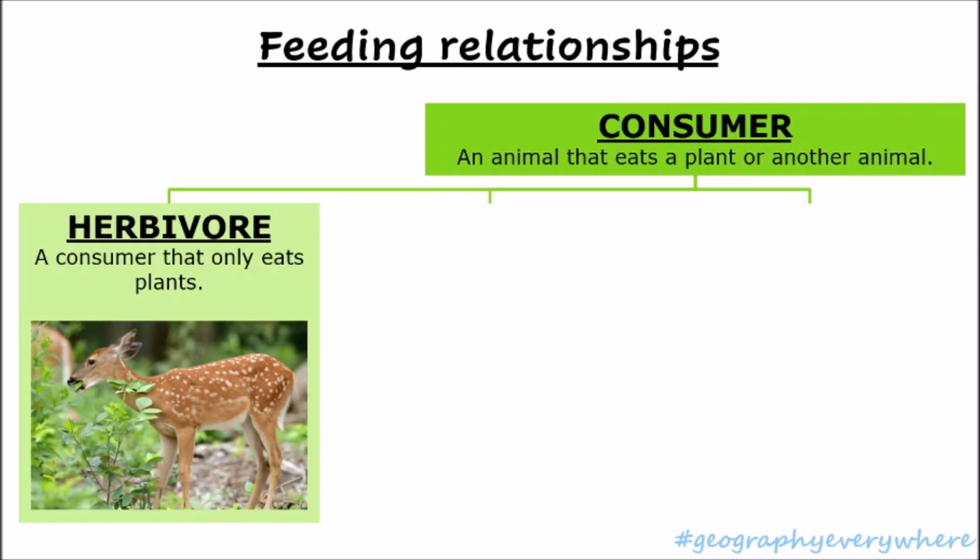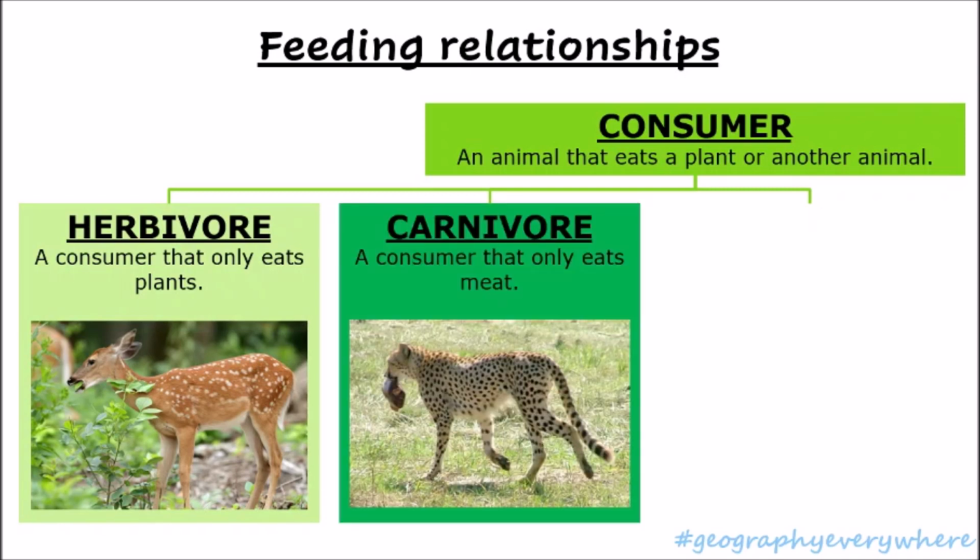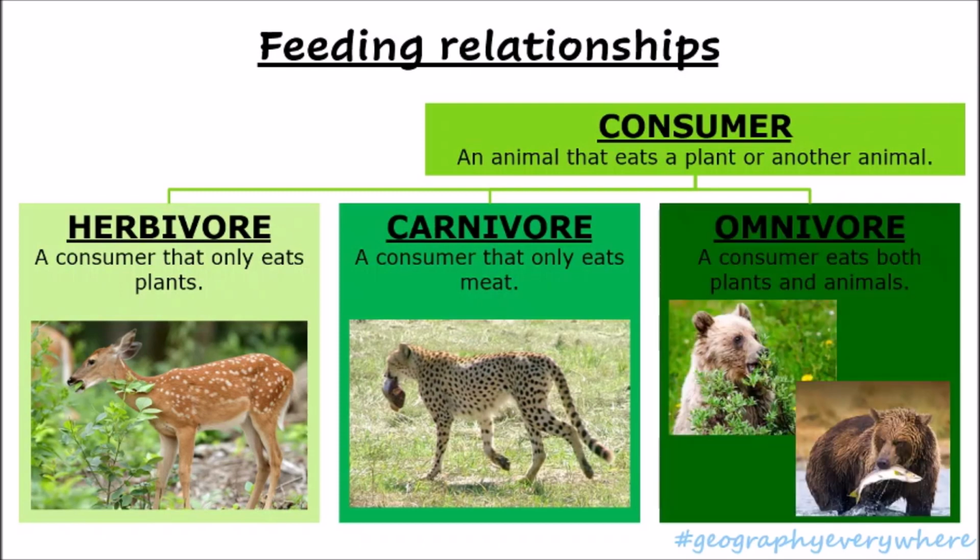A herbivore, which is an animal that eats only plants, like a deer; a carnivore, which is a consumer that eats only meat, such as a cheetah or a lion; and an omnivore, which is a consumer that eats both plants and animals, like a bear. A bear can eat both fish and also berries, which means he eats both plants and animals, which makes him an omnivore. Humans are also omnivores.